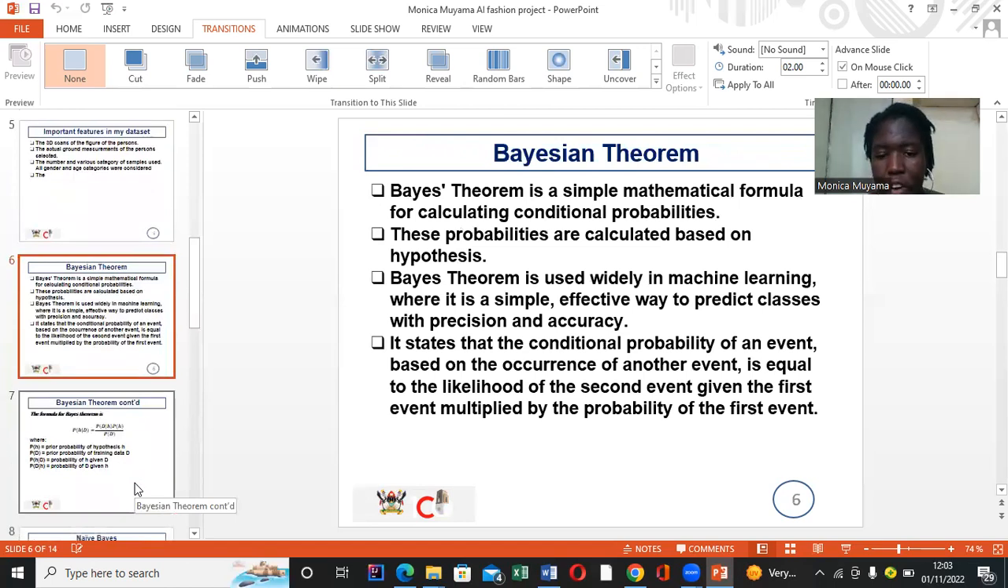Then the Bayesian theorem. Bayesian theorem is a simple mathematical formula for calculating conditional probabilities. These probabilities are calculated based on hypotheses. Bayes theorem is widely used in machine learning, where it is a simple, effective way to predict classes with precision and accuracy. It states that the conditional probability of an event based on occurrence of another event is equal to the likelihood of the second event given the first event multiplied by the probability of the first event.